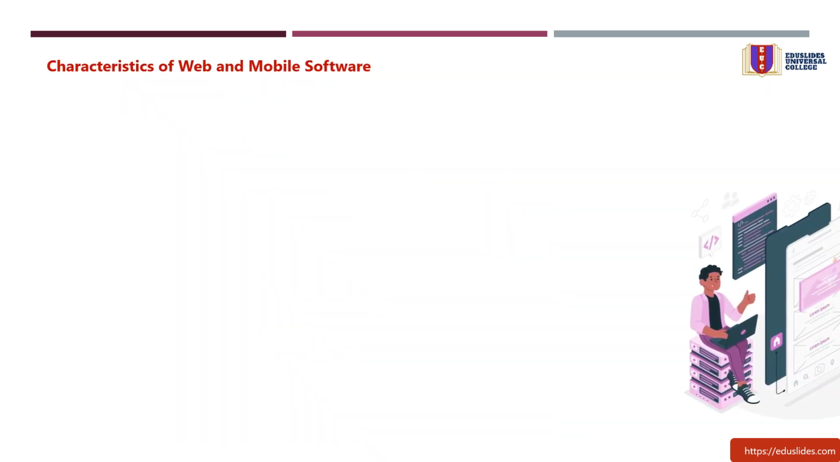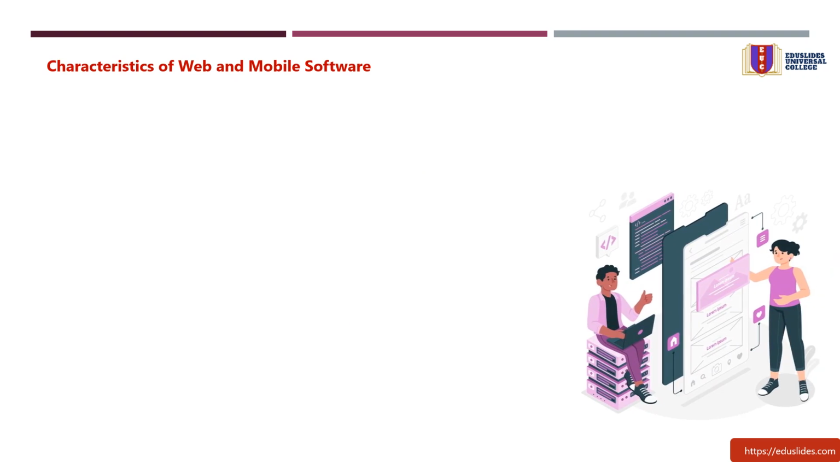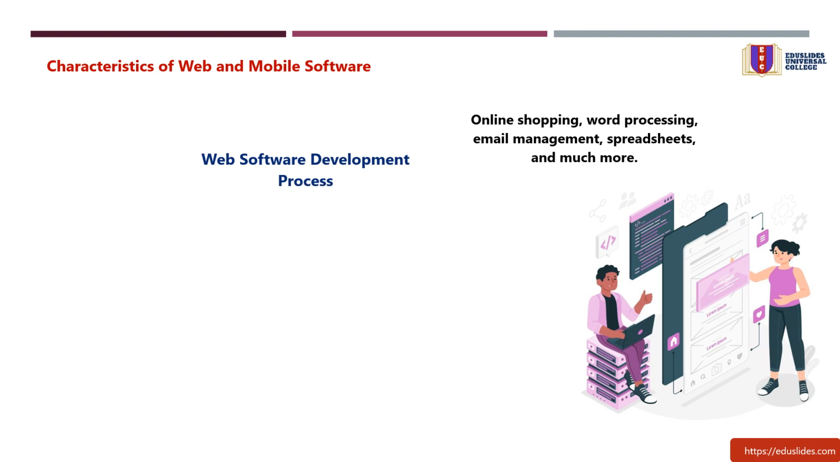Characteristics of web and mobile software. Web apps are dynamic programs designed to be responsive and interactive, delivering functionalities such as online shopping, word processing, email management, spreadsheets, and much more. Web software development process. Web software is typically built using three primary components.